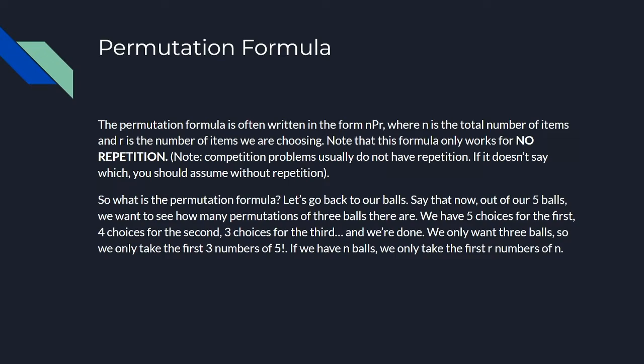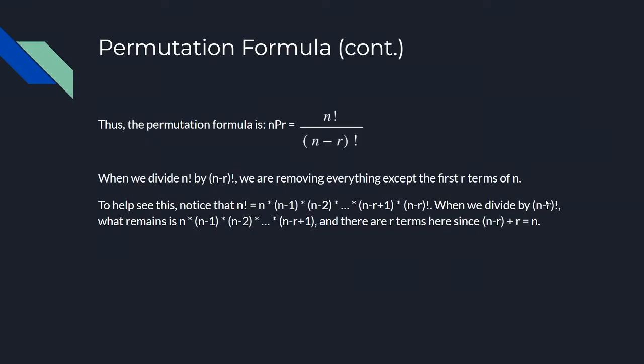Let's say that out of our 5 balls, we want to see how many permutations of 3 balls there are. We have 5 choices for the first, 4 choices for the second, 3 for the third, and then we're done, right? Because we only want 3 balls. So we only take the first 3 numbers of 5 factorial. If we have n balls, we only take the first r numbers of n factorial and multiply them. So the permutation formula is nPr equals n factorial divided by n minus r factorial. The intuitive way to look at this is that when we divide n factorial by n minus r factorial, we remove everything except the first r terms of n factorial.